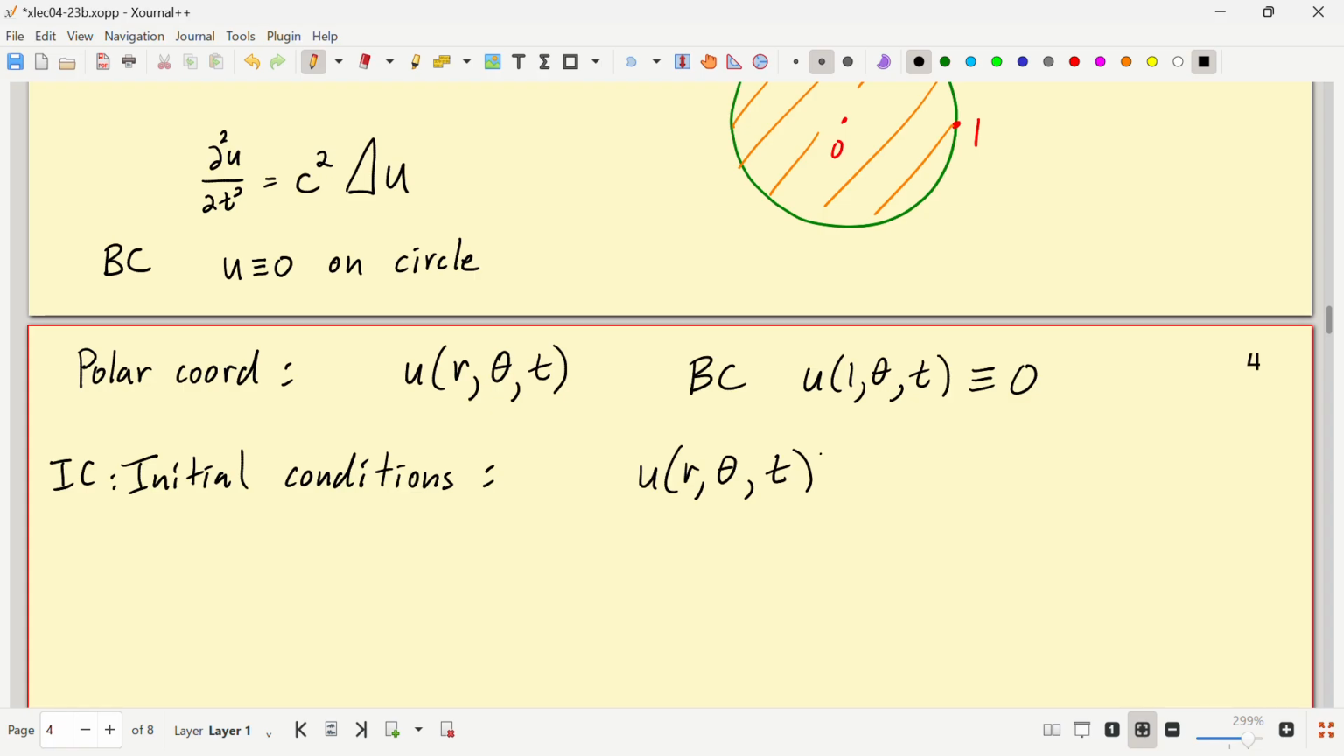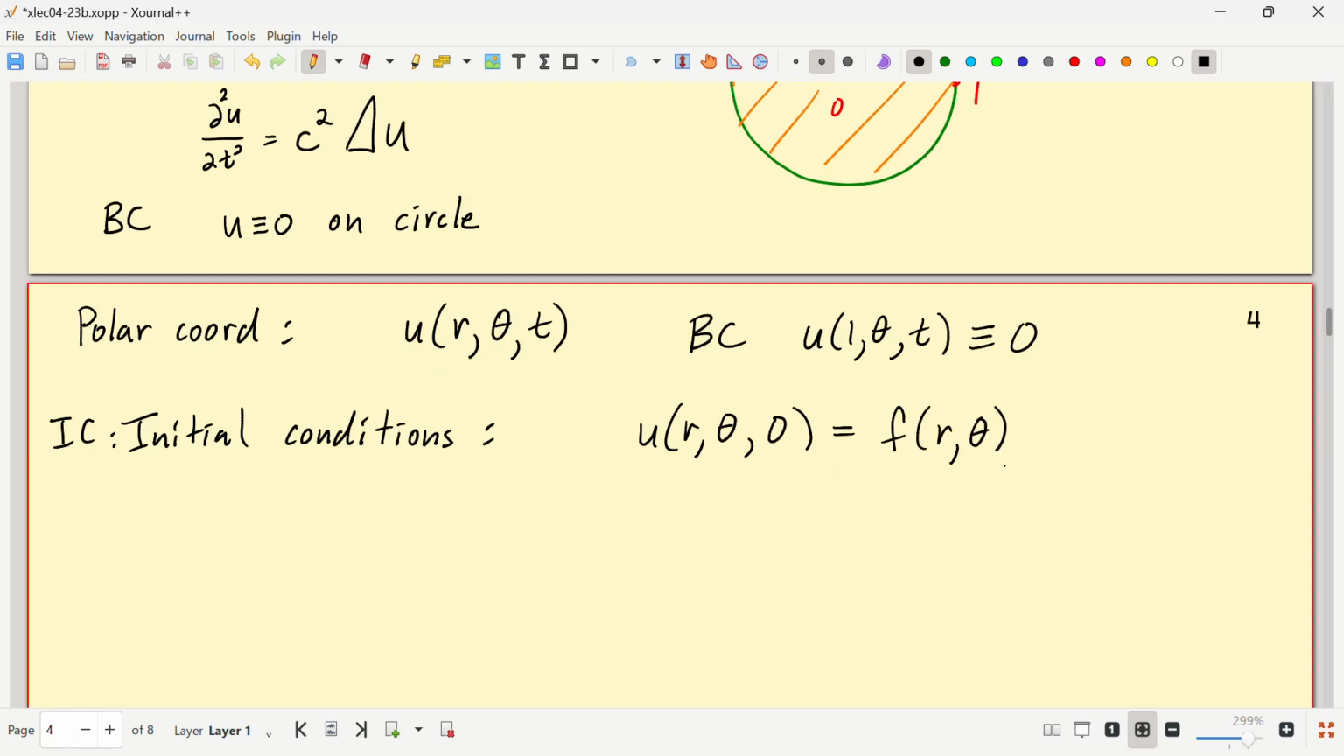And the initial conditions would be u of r, theta, 0 is a given function, f of r, theta. And of course, they have to be 2 pi periodic in theta to hook up. Otherwise, you'd rip your drum. And the initial velocity would be du/dt of r, theta, 0. That would be another given function. That's the basic problem.